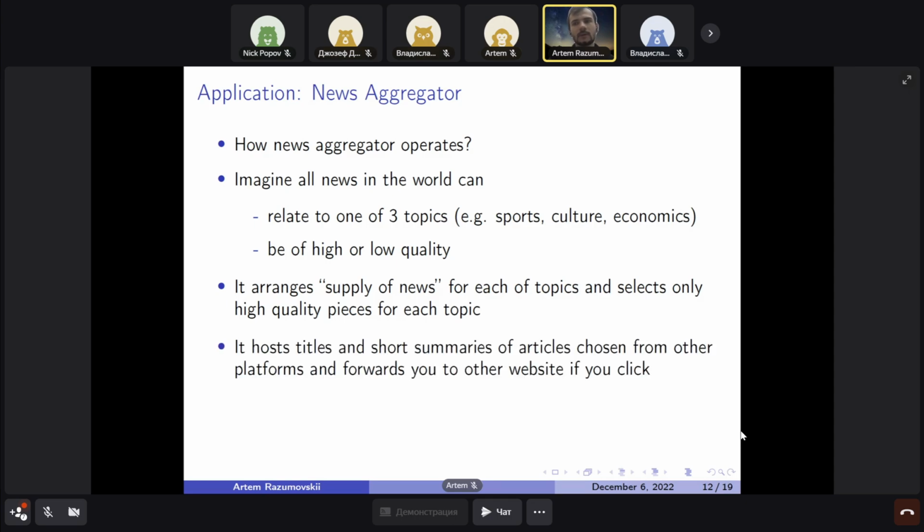So then what the aggregator does is just take the title of the article and a short summary of the article, and put it on the website of the aggregator.